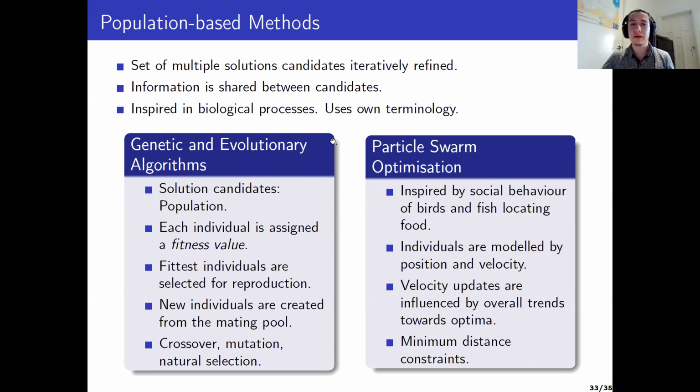Other algorithms within the population-based methods are the swarm intelligence algorithms. For example, the particle swarm optimization method is inspired by the social behavior of a flock of birds or a school of fish locating food. In this case, each individual that represents a feasible point is modeled by a position and a velocity, and the velocity updates are influenced by the overall trends towards optima, similar to how a flock of birds moves together in the air. They also introduce minimum distance constraints between the individuals, which allows us to avoid prematurely converging towards a local optimum.